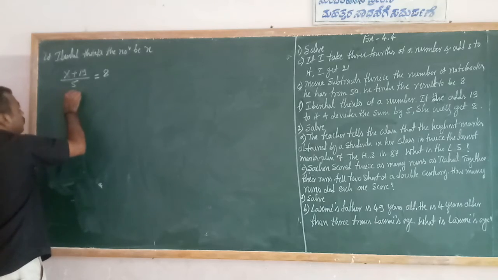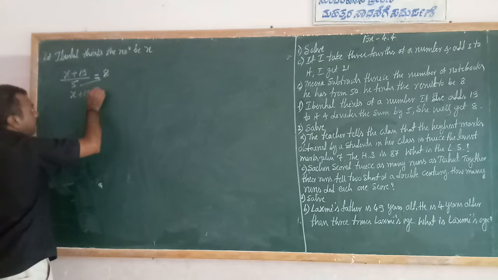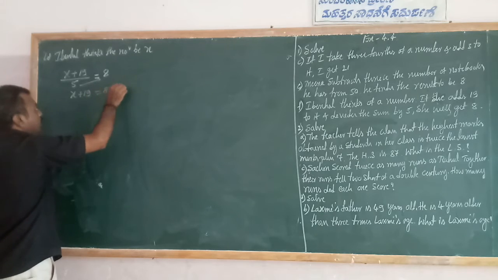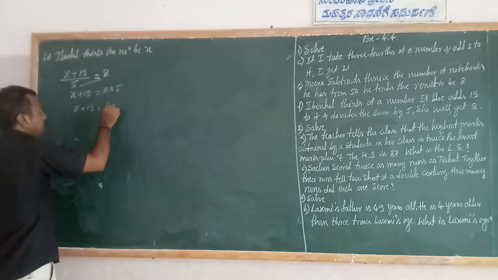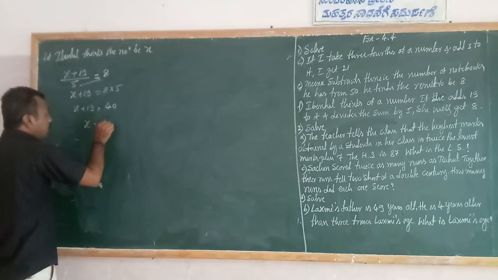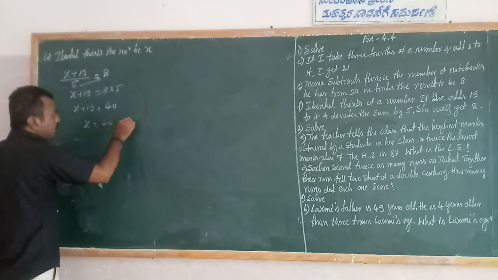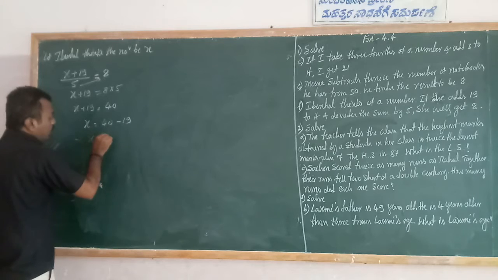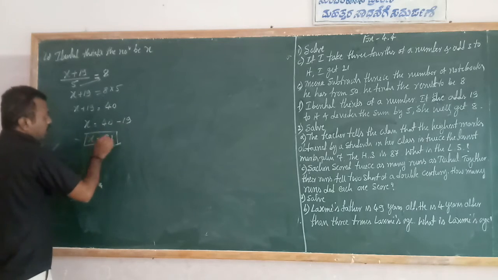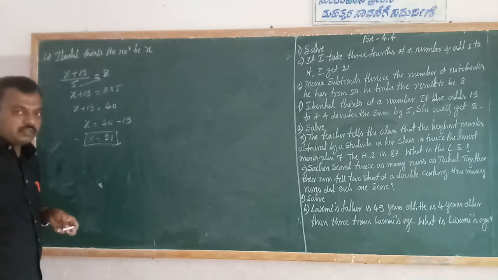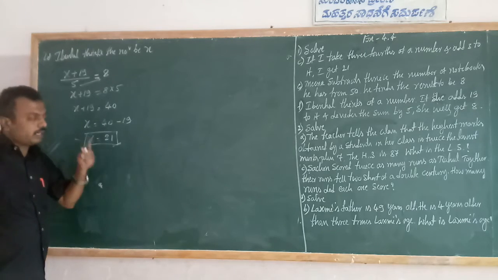See, very simple. x plus 19 we write on the LHS, and 5 goes to the RHS, so it becomes 8 into 5. Now x plus 19 is equal to 8 fives are 40. Therefore x is equal to 40 minus 19, which is 21. Understood? So like this we have to solve these kinds of problems.